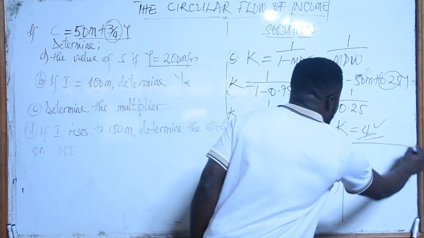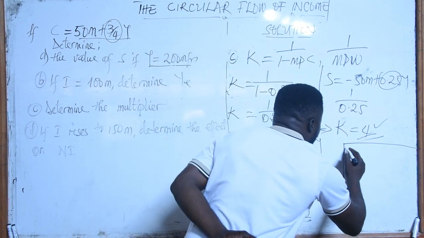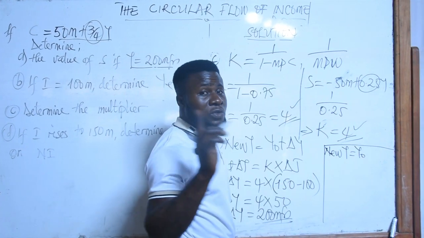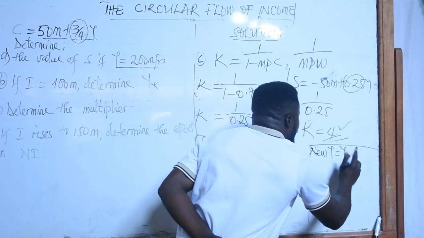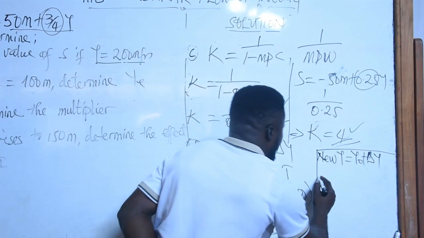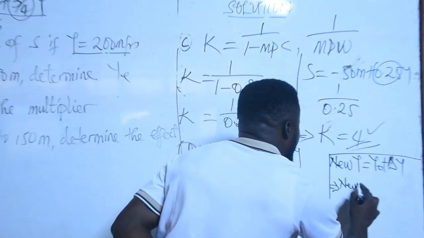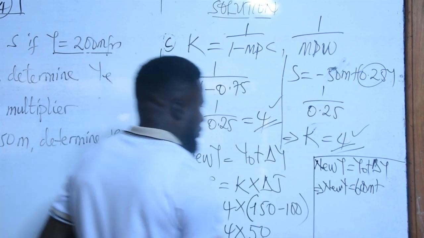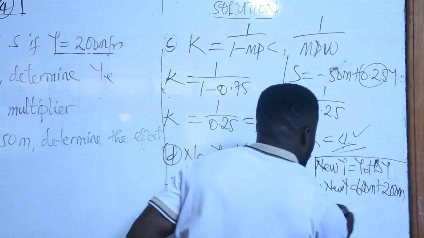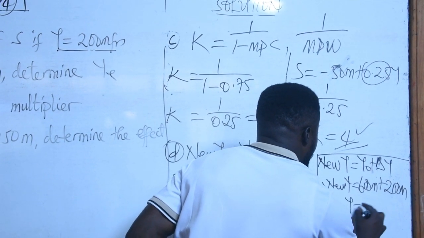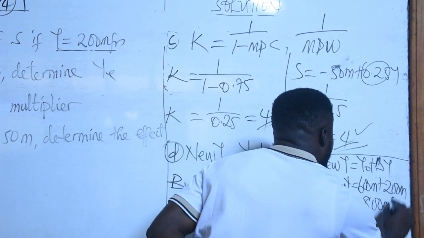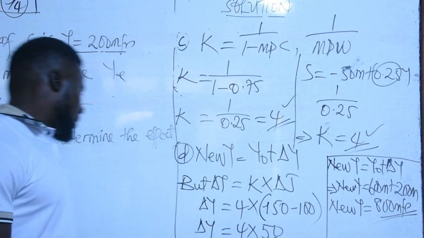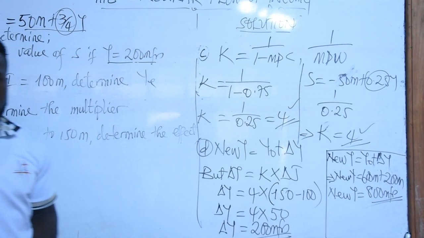So this is what you do. You say that new income is equal to Y0, that is the old income, which was 600 million, plus change in income. So we have new income is equal to 600 million plus 200 million. So your new income is equal to 800 million francs CFA. That is how you calculate it. So that's simple. So that's the solution to this little exercise.